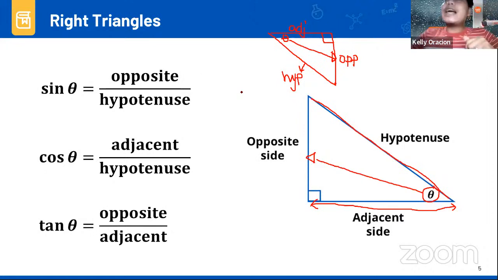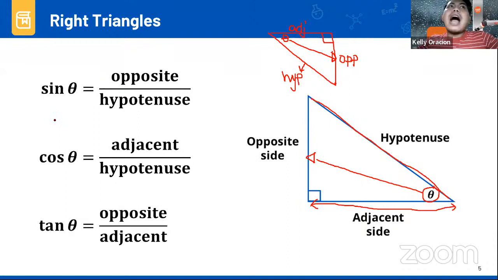Now, sir, kailan nga ba ma-apply ang trigonometric ratios? Ma-apply lang siya if right triangle siya. You cannot perform trigonometric ratios if there is no right angle in the triangle. You cannot perform that one.